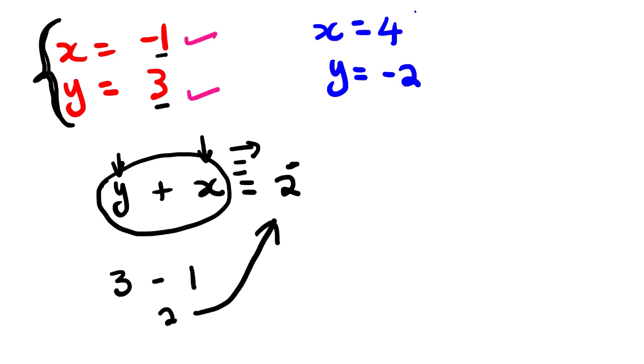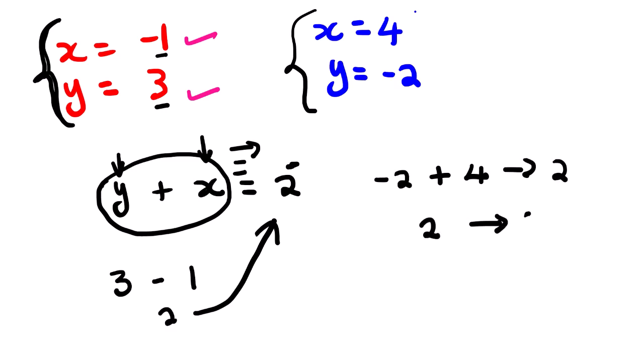Go ahead and use the second set to prove that this set is actually correct. So y is -2 plus x is 4. This must be equals to 2. So -2 plus 4 is obviously equals to 2. This also verifies that this set of solutions is correct.